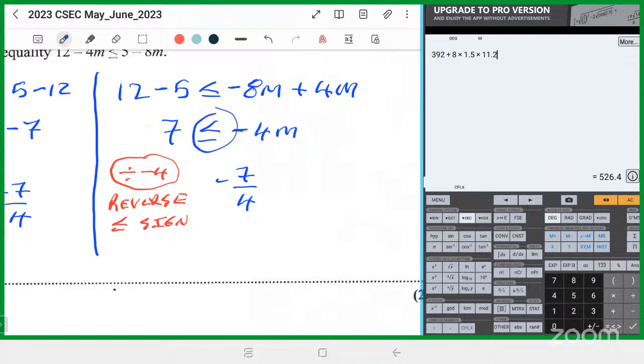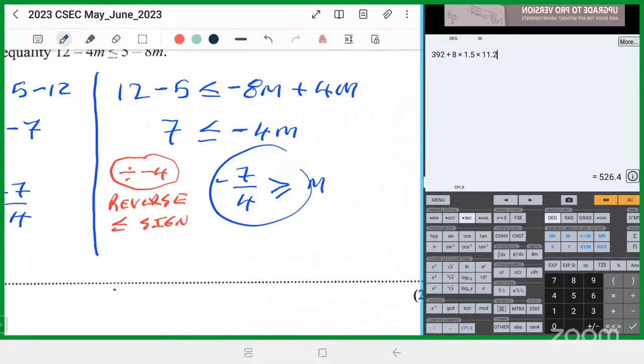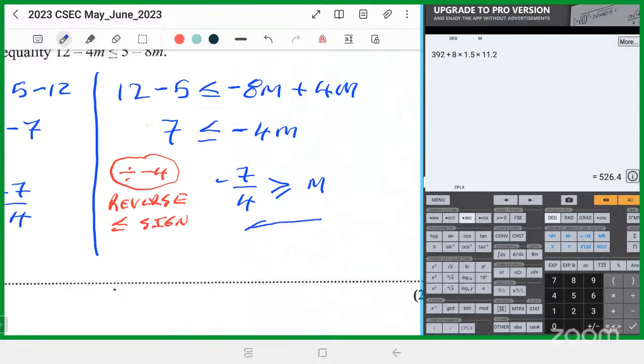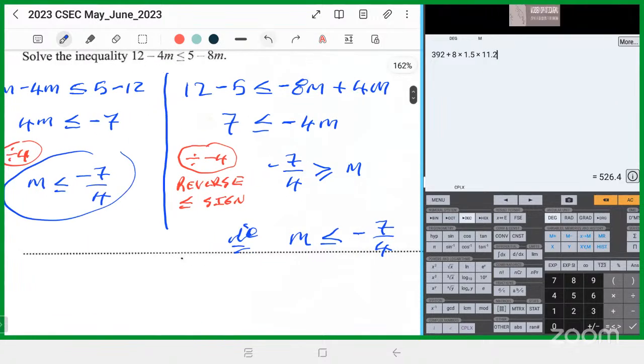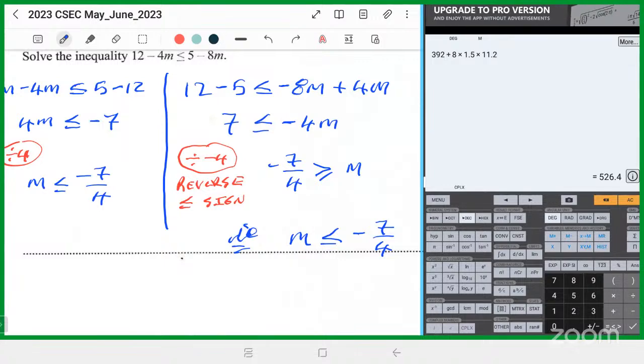This sign has to be reversed, greater than or equal, when I divide by negative 4. So if we read this inequality from the right side to the left, we say that m is less than this value. That is, m is less than or equal to negative 7 over 4. The same answer we got the first time.